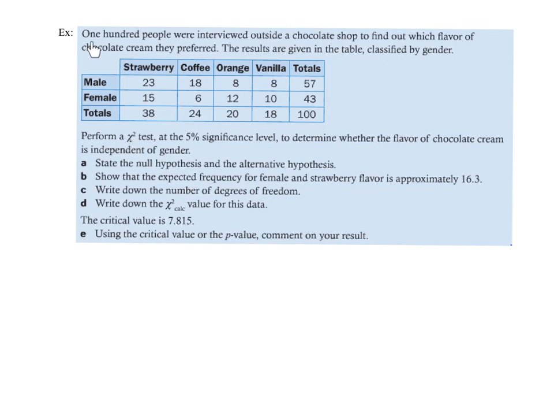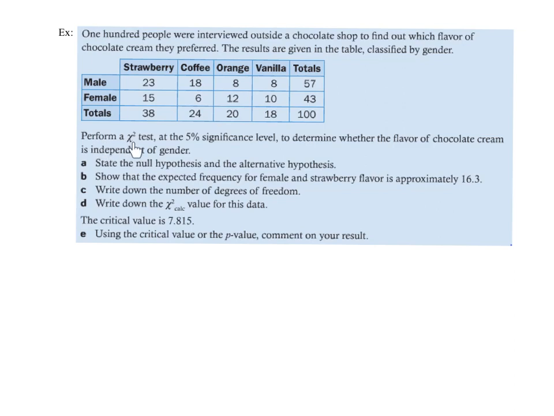So let's look at this example where we have 100 people interviewed outside of a chocolate shop to find out which flavor of chocolate cream they preferred. The results are given in the table classified by gender. So here are our results. Again, remember, we're just looking at the observed data right here for the moment. Okay, these totals you don't want to include for certain things.